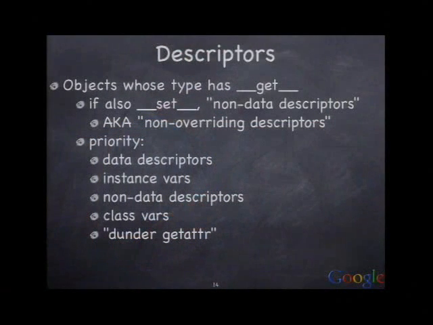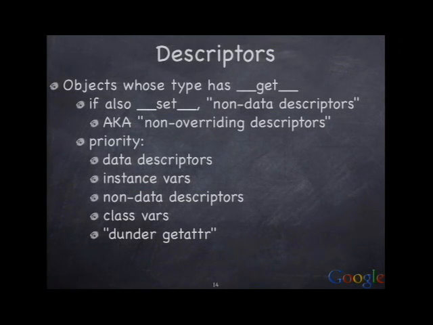Okay, so what's a descriptor? A descriptor is an object whose type has a special method, dunder-get. If it doesn't also have a dunder-set, it used to be called a non-data descriptor. I think that's the terminology you'll find in the 2.4 documentation. It's now called a non-overriding descriptor, which is slightly more descriptive, because it's not so much about being data versus non-data. So basically, the priority in which an attribute value is resolved is, if the class has a data descriptor, then that is where the value is coming from.